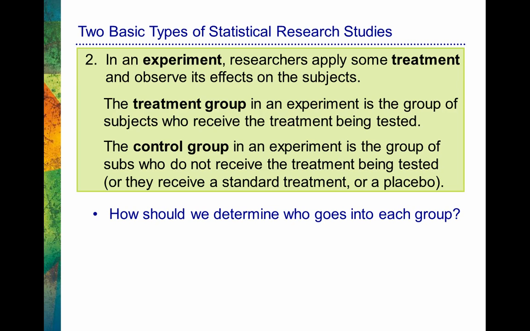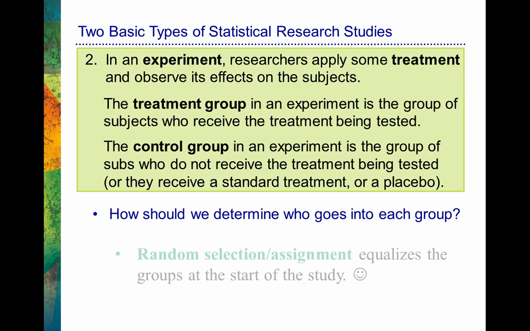Do you remember the problem we had with the pot smokers? It was possible that the pot smokers were fundamentally different from the students who didn't smoke pot, and their low grades might be because they were fundamentally different. They just weren't as serious about school. I need to make sure that doesn't happen in an experiment. I need to make sure that those groups start off essentially equal. The way I do it is through random selection, random assignment. Those are two different terms for the same thing.